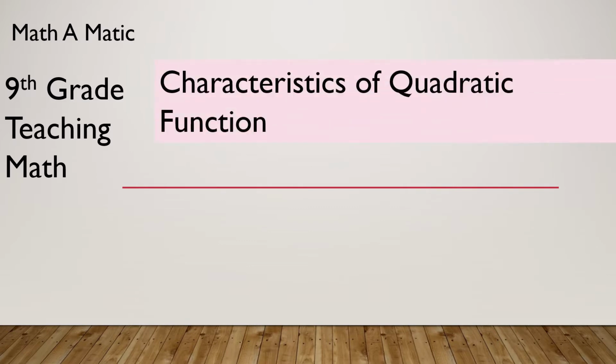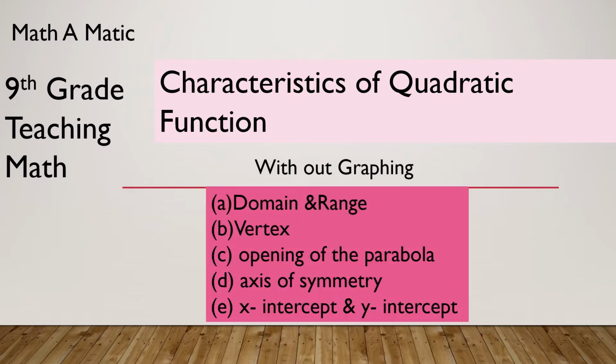Today's video is about finding the characteristics of quadratic function without graphing. We're going to determine the domain and range, the vertex, the opening of the parabola or the minimum and the maximum value, axis of symmetry, and X-intercept and Y-intercept.